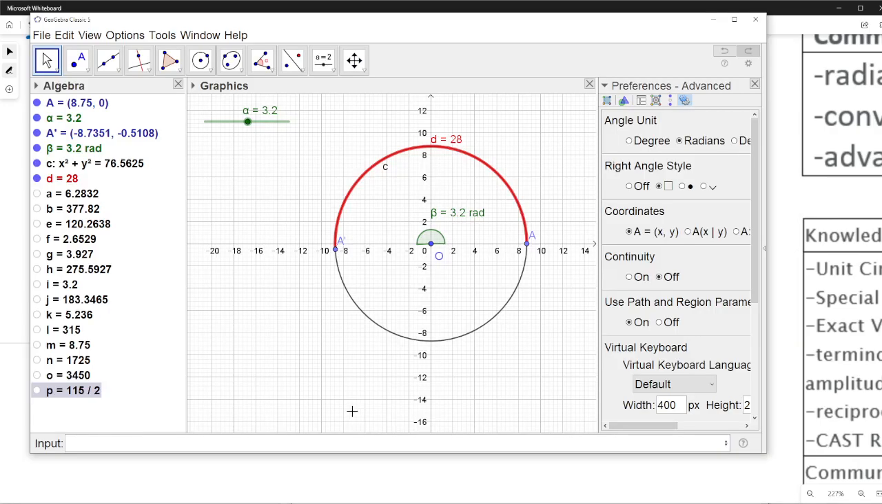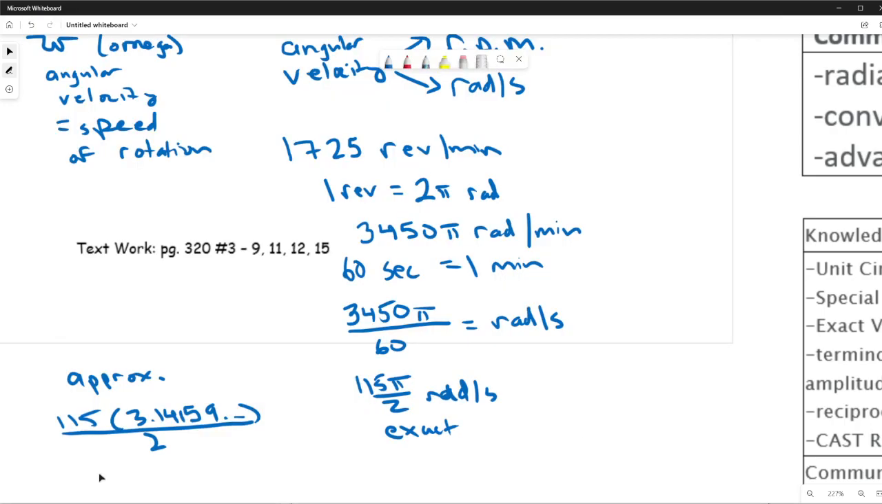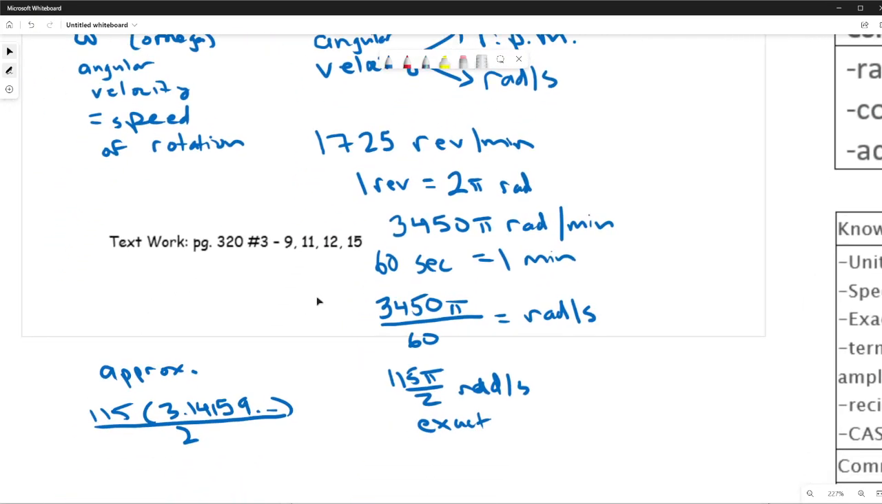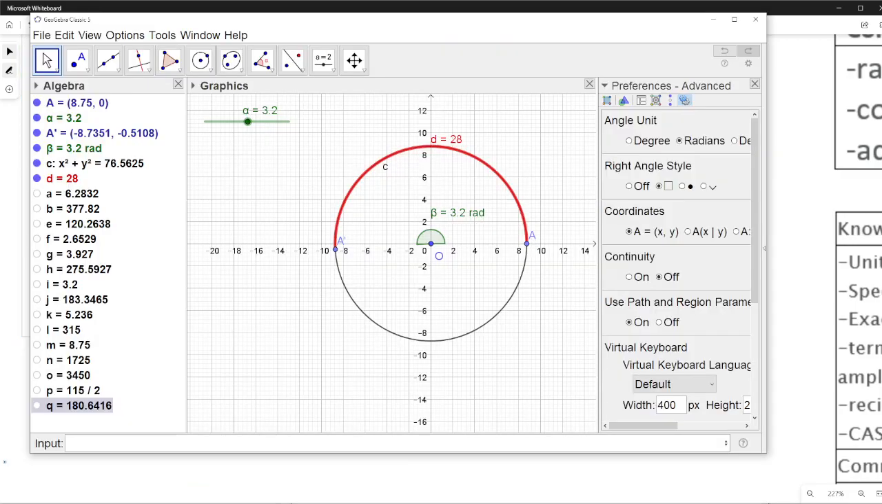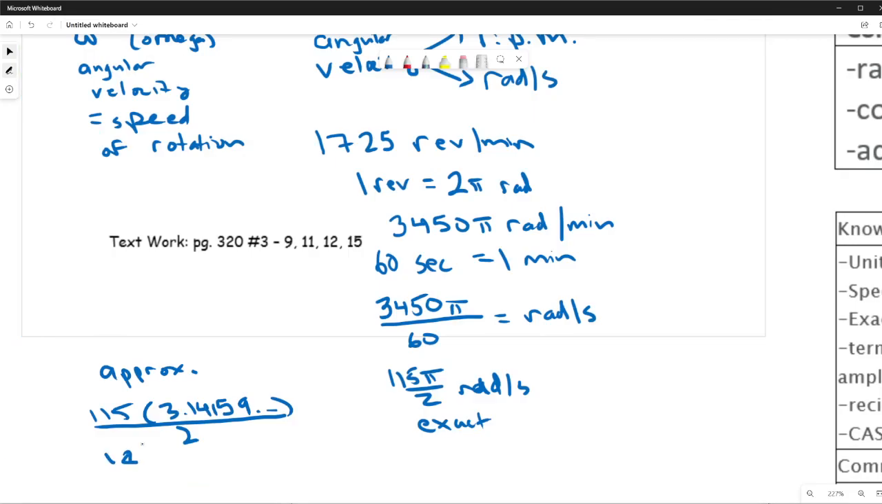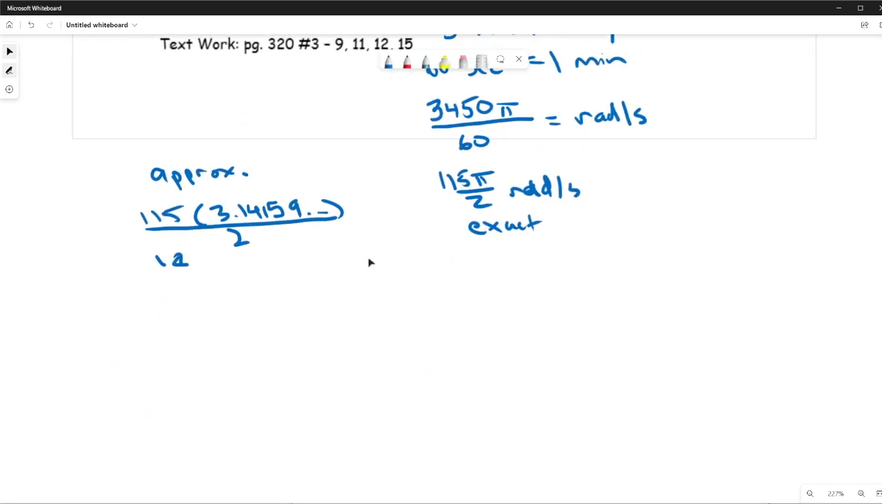Okay, so 115 over 2 times pi, 180.64. It said nearest hundredth, right? So that's 2 decimals. So 180.64. Sorry, too close to the bottom of the screen again. 180.64 rad per second.